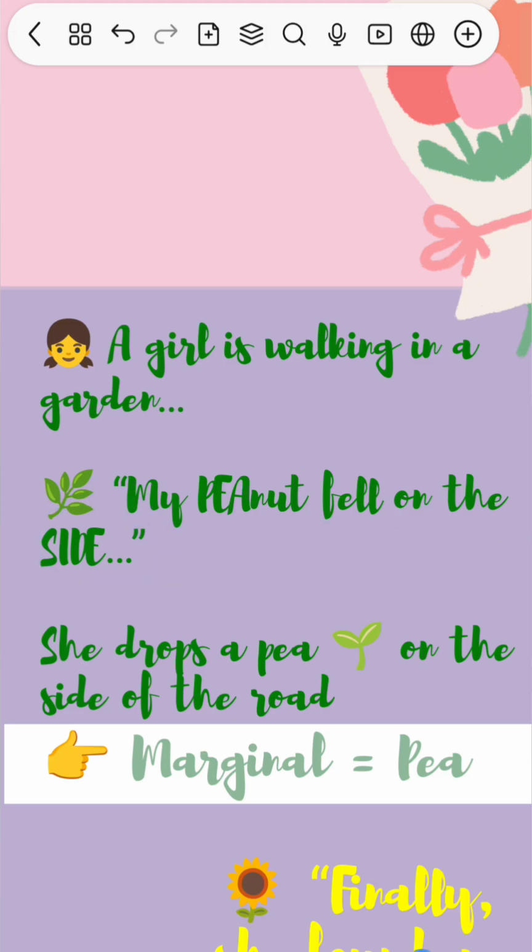So when you hear "side" in the placentation topic, what should you remember? Side means marginal. So in marginal placentation, our example is pea pod. That is pea. So she drops her pea on the side of the road. Marginal means pea. Okay, that we can easily understand.